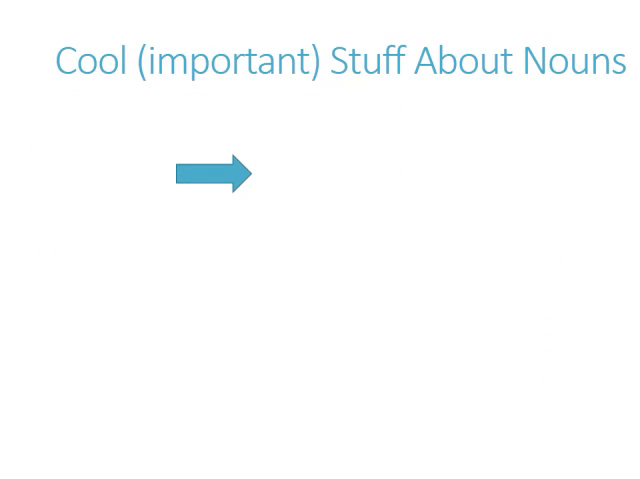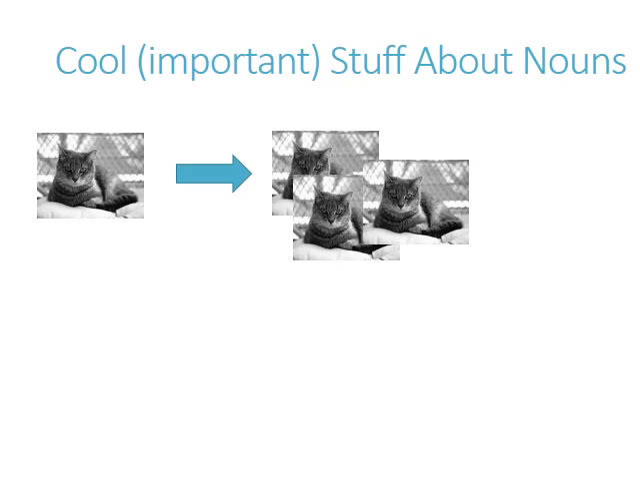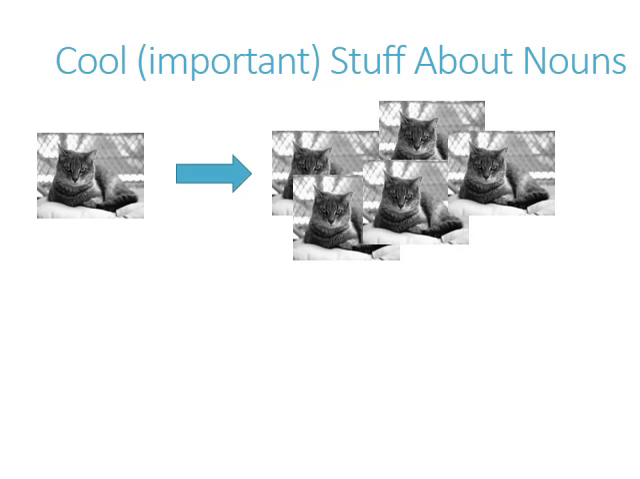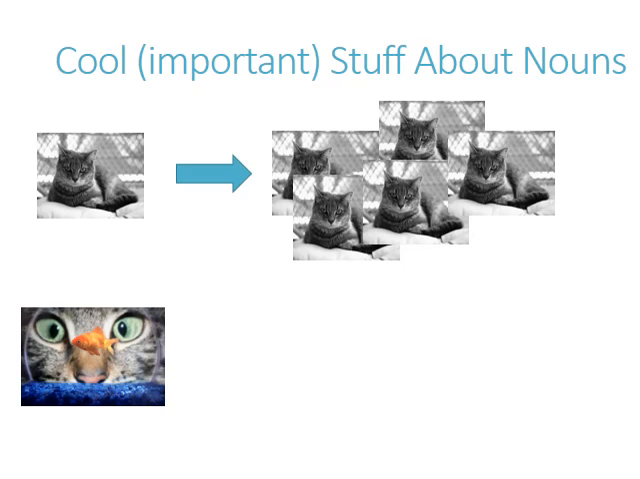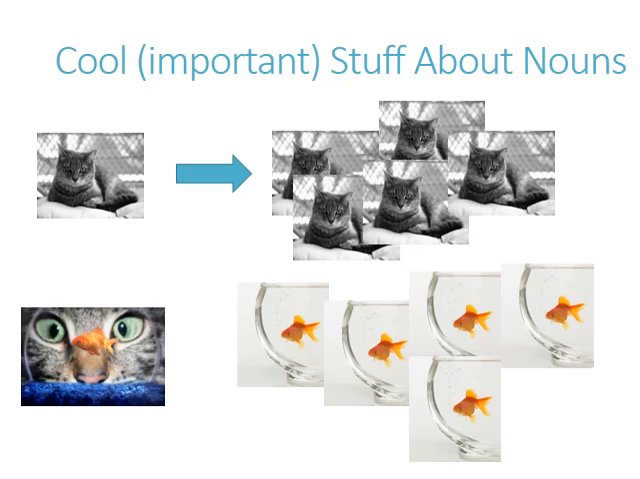Other things that you really want to know is that nouns can be made plural. So we have a cat here, and then we can have cats. We can make it plural. Another very, very important aspect of nouns is that they can be made possessive. So we have the cat's fish that he's looking at. And then we can say the cat's fishes and give all of our other cats fishes of their own. So two key things about nouns: they can be made plural, and then they can be made possessive.